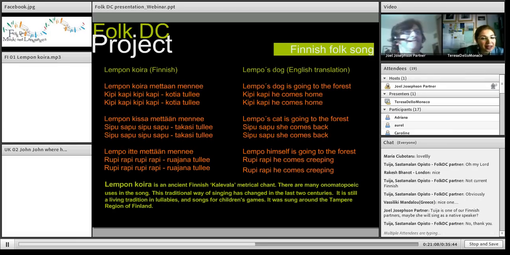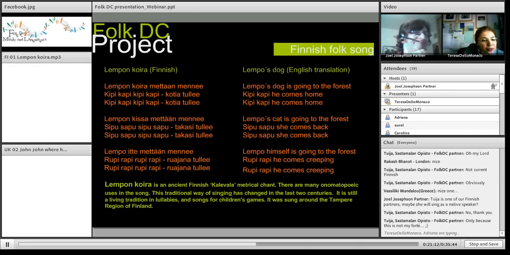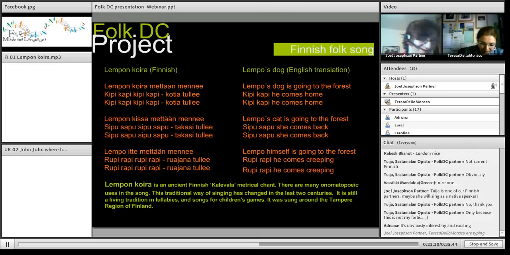And we have a cat that is going to the forest. So we have sipu sapu, which is the cat, going through the leaves in the forest. So we can try to sing it. It's very nice, and it's very rewarding singing this song. Shall we try together, all together, a Finnish song?